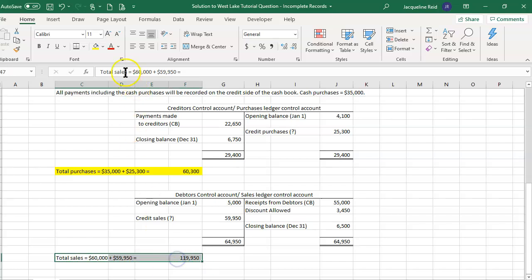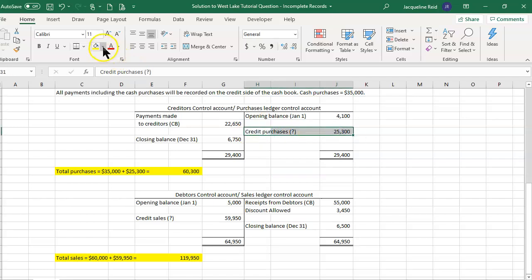Good. So that marks the end of part B, which asks for total purchases, and it also asks for the total sales. And note that we had to use control accounts to arrive at the value for credit purchases, and we had to use control accounts to arrive at the value for credit sales. Good, so let us move on.